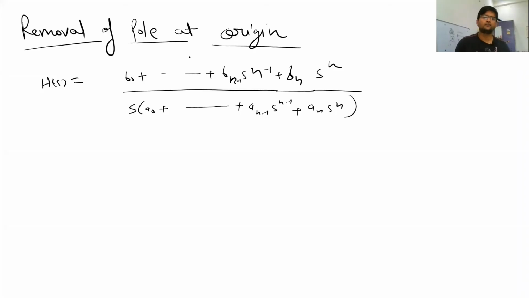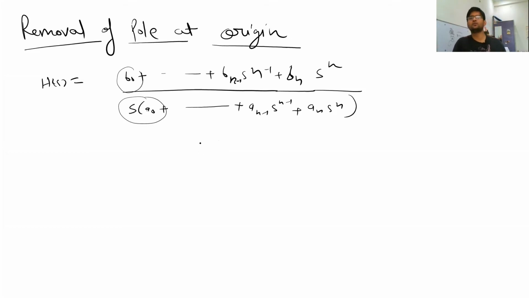Now let us see the removal of a pole at origin and how this happens. You can see that the lowest powers of the numerator and denominator differ by 1. Here the lowest power is 0, since the numerator has s to the power 0, and here the lowest power is 1, since s is multiplied to a_0, giving the lowest power of 1. Since there is a difference of 1 in the lowest power of numerator and denominator, we will have a pole at 0. It is very obvious that s equal to 0 is a pole here. So we have to remove this.